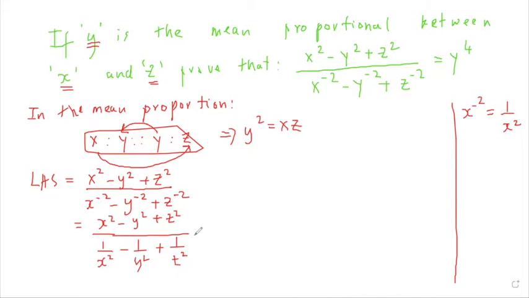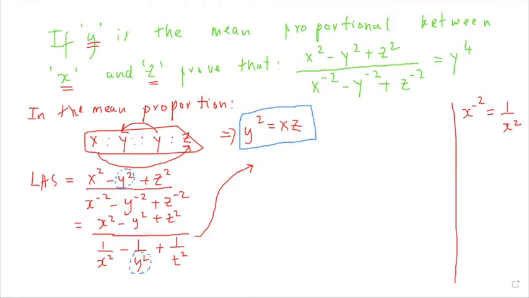Here, because of lack of space, I'm just moving to this column. Now we'll make our first substitution. This chapter is all about making that substitution, especially where mean proportion is concerned. You know that y squared is equal to xz. So we'll take these y squareds and turn them into xz's.